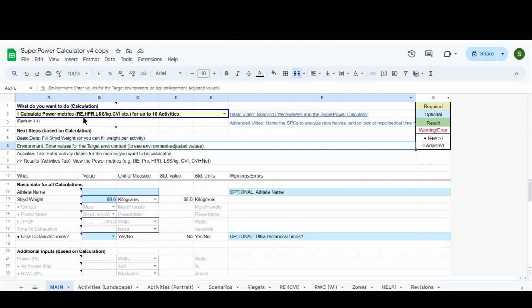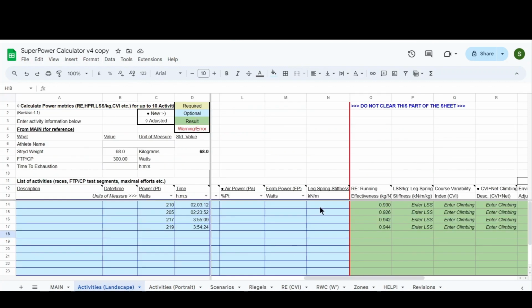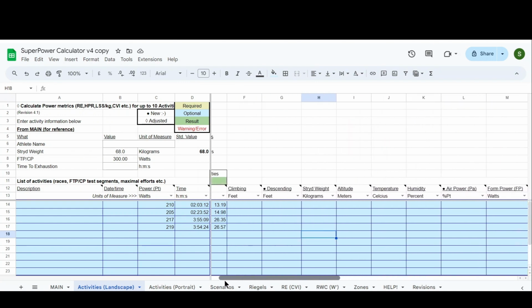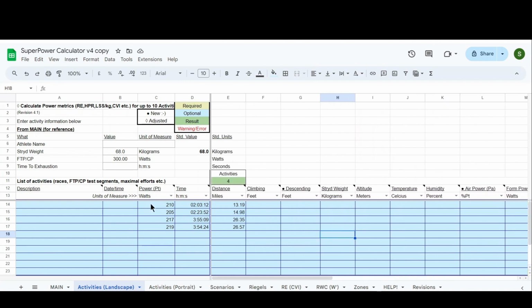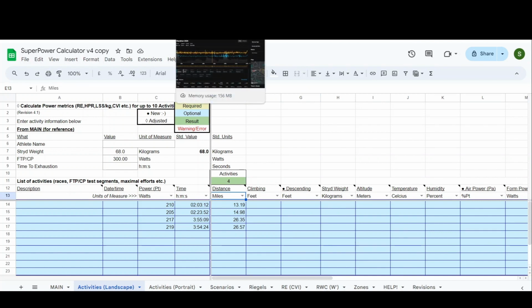So open up this calculator and enter the weight setting. The Stride weight setting here is going to be important to get the proper running effectiveness values. So you select that calculator function, enter your weight on the main page, and then go to the activities. Basically, we're going to want average power, the time or duration segment, and then you can input either miles or kilometers. I'm using miles because that's the default on the way I view Powercenter.